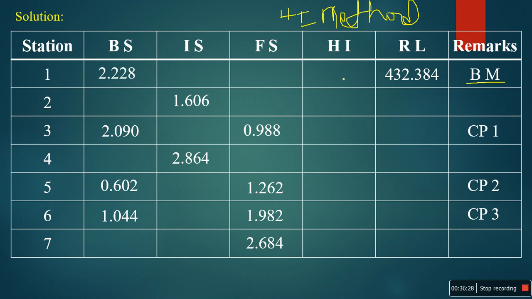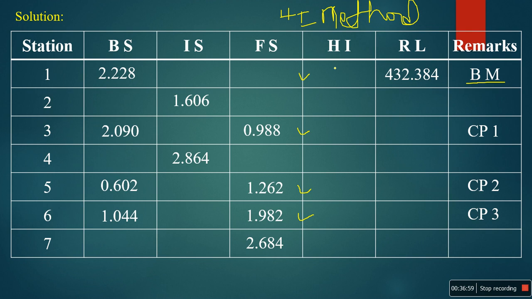So here, for the first instrumentation, there is one HI coming. Again at this point they are changing the instrument, so we get one more height of instrument value. Here also the same, and here also the same. So there are four heights of instrument. By using those, we have to calculate the RL of all the staff stations.